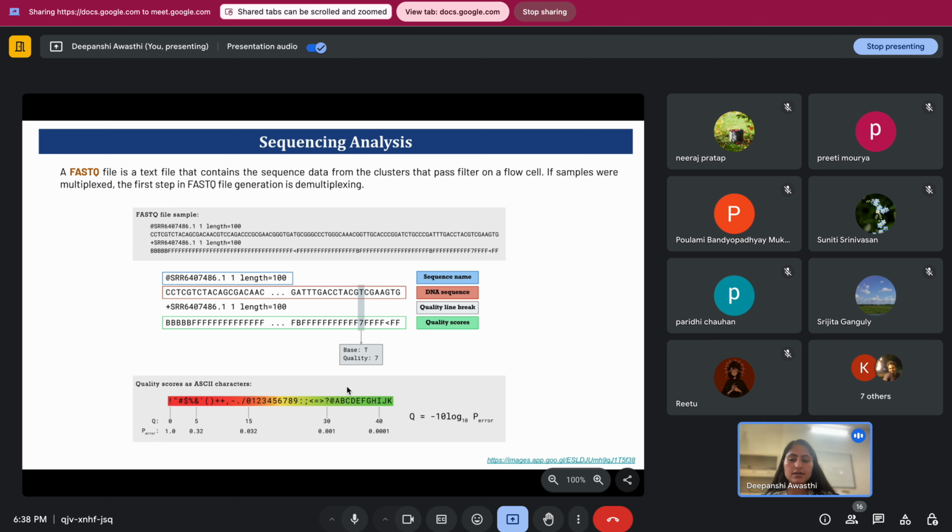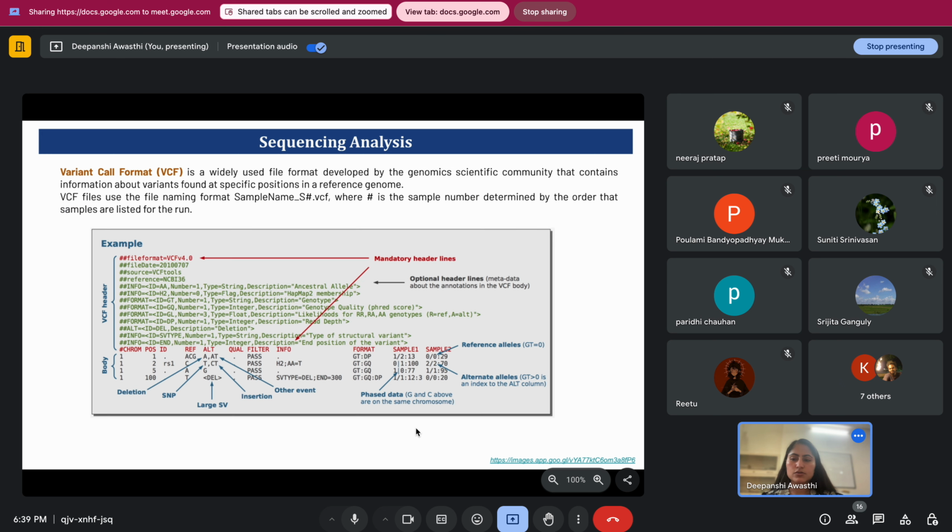If you see more alphabets, it means the quality of sequencing is better. If you see special characters or numbers, the quality is quite low. So this is all about the FASTQ file and how to interpret it. We prefer that the quality scores be greater than 30, so that the probability of error is as low as 0.001, that is, 1 in 1000 base pairs. So this is about FASTQ.